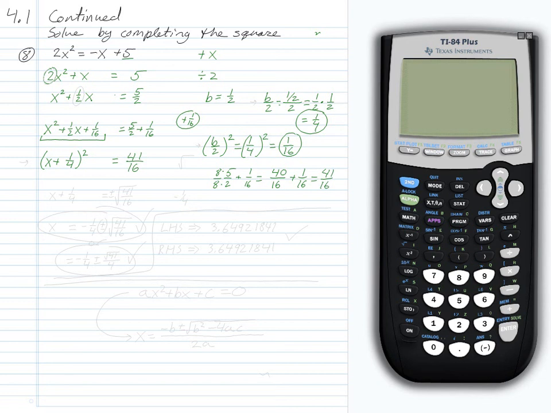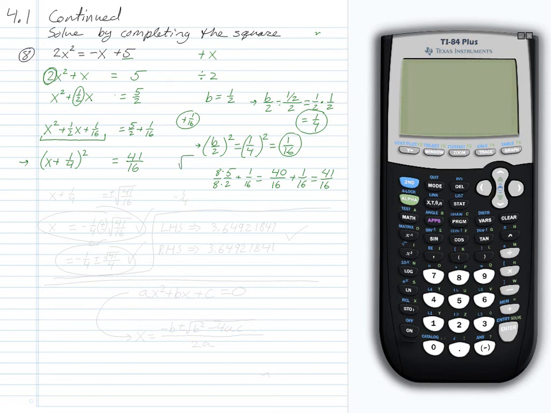Okay. So this one's a little bit stranger, but we did everything exactly the same. Isolate the constant, divide if necessary to get that leading coefficient to be 1. Take the coefficient of x divided by 2, square the result, and add that to both sides of your equation. Once you've done that, you can solve the resulting equation using the square root property.